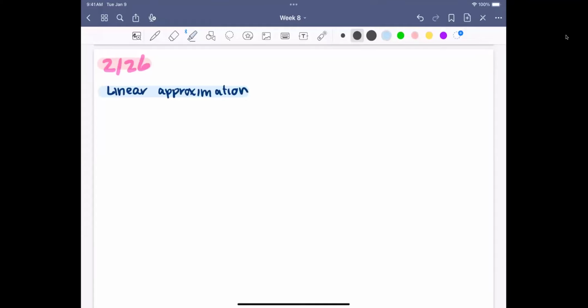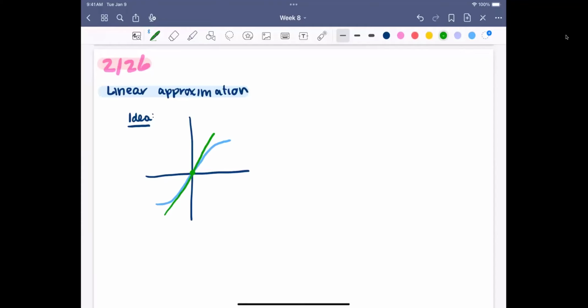And basically the idea is that the tangent line at a specific point, so let me draw a graph of a function. So let's say we're looking at sine of x. If I want to know what the value is close to, say, x equals 0, and I draw the tangent line, which we know how to calculate because we've been doing derivatives, that line is actually a pretty close approximation to the function if I plug in values that are close to 0.